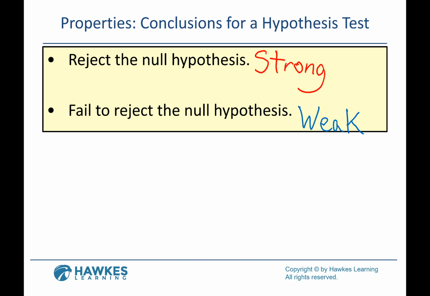Questions on the two conclusions? Those are the only two conclusions we can have. And notice both of them have to do with the null hypothesis. So we either reject the null hypothesis or fail to reject the null hypothesis. We don't have any other options. We can't accept the null hypothesis. We can't prove the null hypothesis. We can't do anything to the alternative hypothesis.